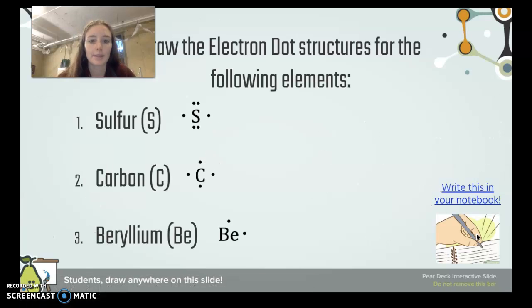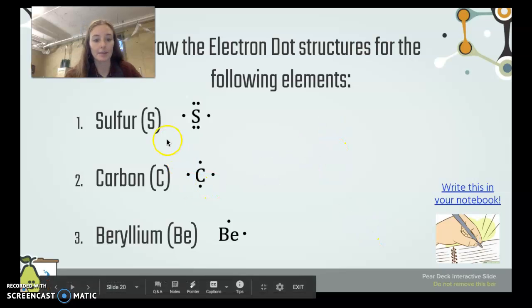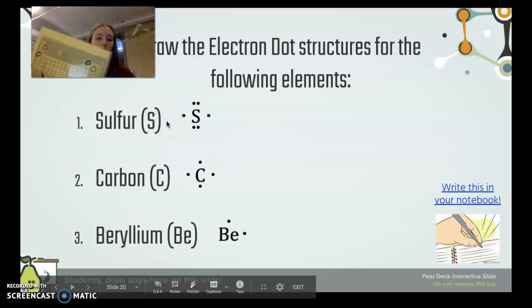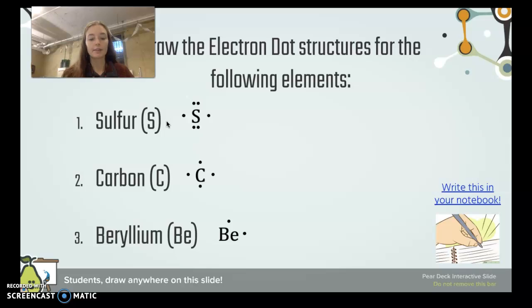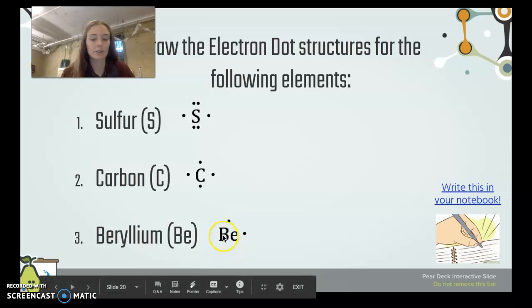Next, we're going to take some time to draw the electron dot structures when we just have the element. So if we just had sulfur, we would look on our periodic table of elements. I would find sulfur. Before we said it has 6 valence electrons, so I'm going to put 6 electrons around it. 1, 2, 3, 4, 5, 6. Carbon, we said has 4 valence electrons, so we have 4 there. Beryllium has 2. Make sure that you have written this in your notebook. Pause the video.